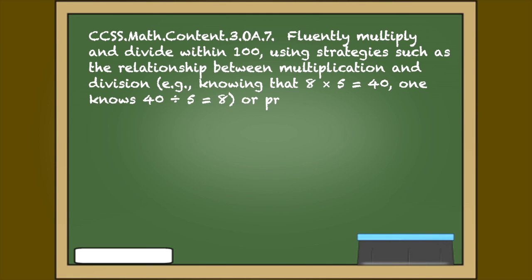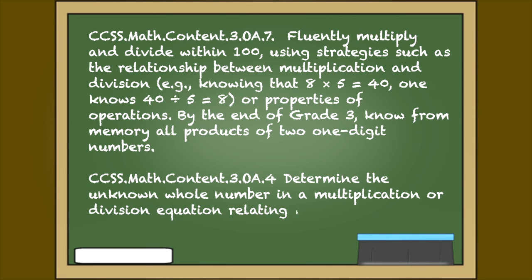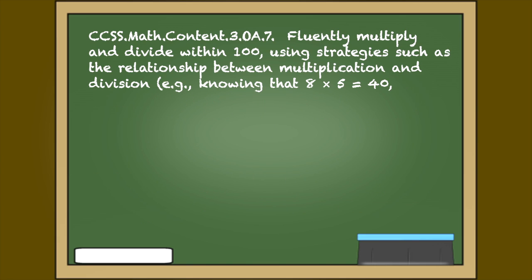This activity will address the following Common Core standards. Third grade, Operations and Algebraic Thinking, 7. Fluently multiply and divide within 100 using strategies such as the relationship between multiplication and division. Third grade, Operations and Algebraic Thinking, 4. Determine the unknown whole number in a multiplication or division equation relating 3 whole numbers.